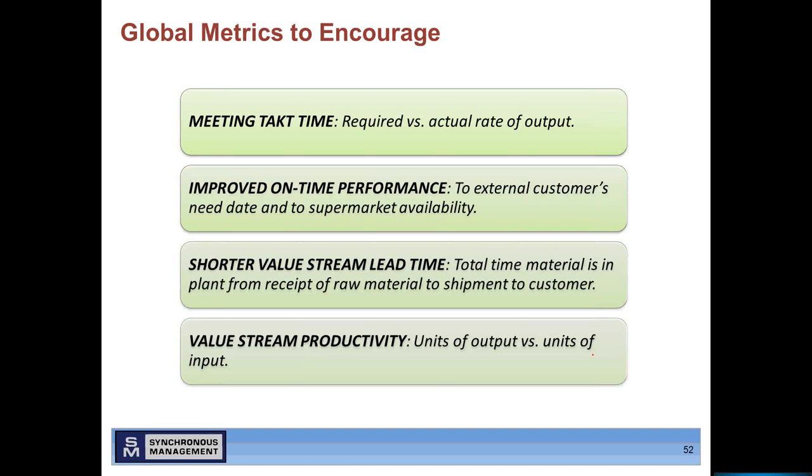Am I shortening the lead time of the value stream? Is the total material time in plant getting shorter? And is the productivity of the value stream getting better? In other words, am I getting more output versus the units of input, okay? And the unit of input could be raw material cost, it could be labor, all right? It could be energy, electricity and so on. Am I getting more output per unit of input? These are measures of flow and waste, okay?